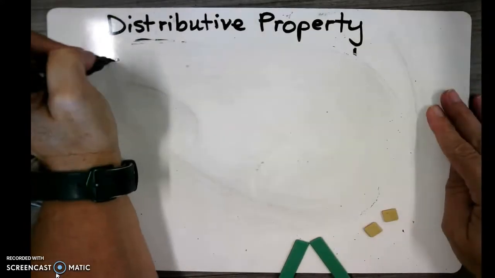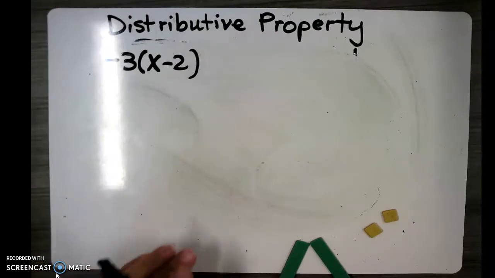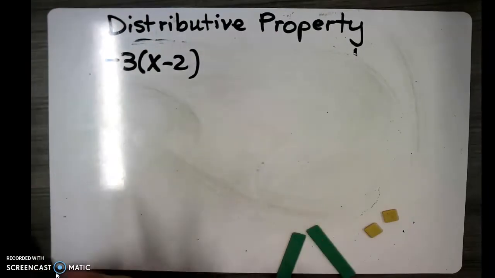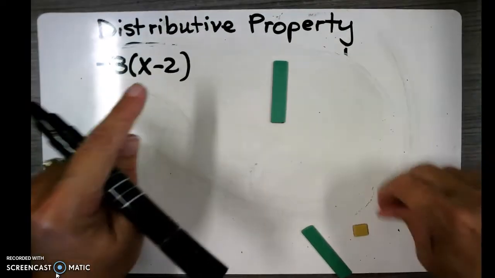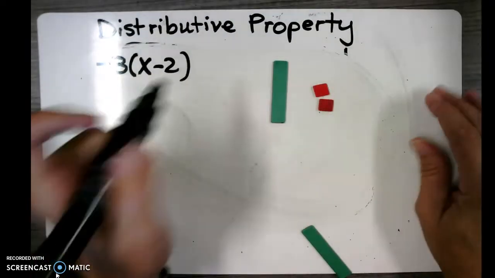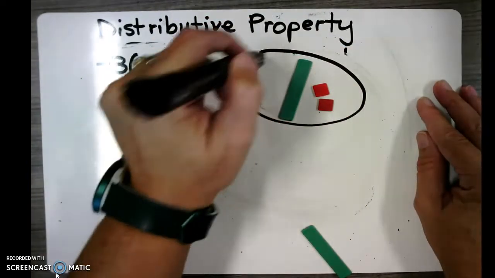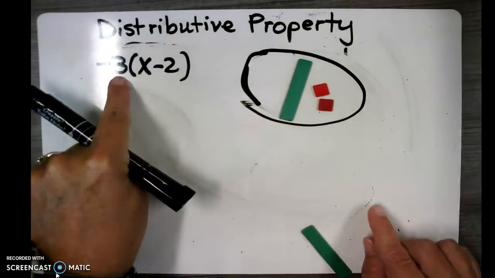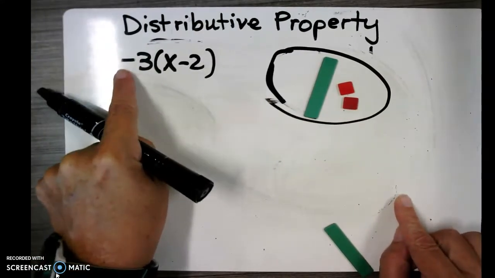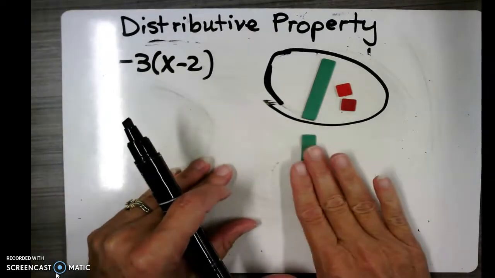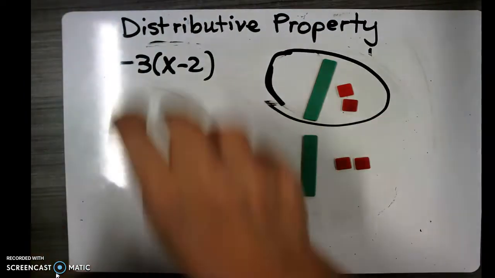Now I'm going to have negative 3 times x minus 2. So in this case, I'm going to model first. So I'm going to have x and then minus 2. So there's my group. And then I need to build negative 3 more. Okay, well, I'm going to ignore the negative at the moment. So I'm going to build 3 more. So here's another x minus 2.